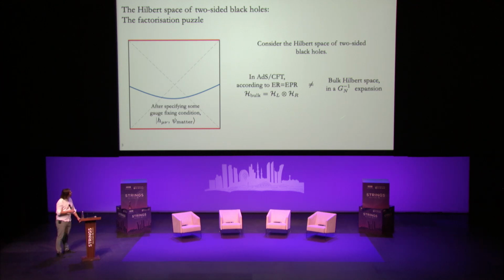However, one can try to understand whether this statement is true by quantizing the bulk, at least perturbatively in G Newton. To do that, we can specify some gauge fixing conditions to fix a slice that connects the two boundaries and specify the induced metric and the wave function of matter fields on that slice. And the issue is that the bulk Hilbert space that we get in a 1 over G Newton expansion seems very different from the tensor product of two Hilbert spaces, the left and right Hilbert space. And I'll explain why that is in a few slides.